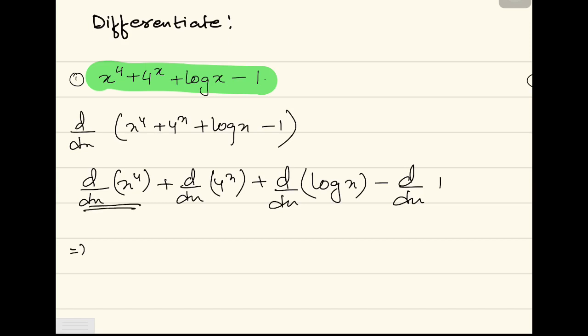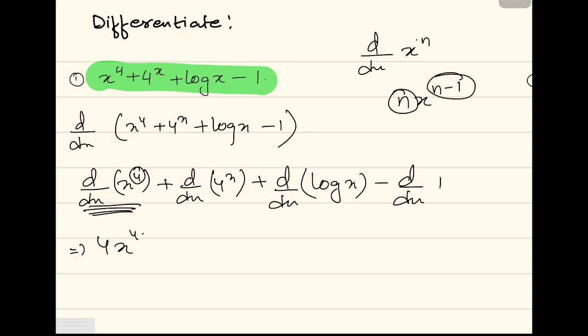Which form is this? This differentiation is of the form d/dx of x to the power n. Doesn't it look like x to the power n? Because this 4 acts as n. So what is d/dx of x to the power n? n x to the power n minus 1. Remember that. Look at this. The power will come in front here, and then this will become n minus 1. That means 4x to the power 4 minus 1.